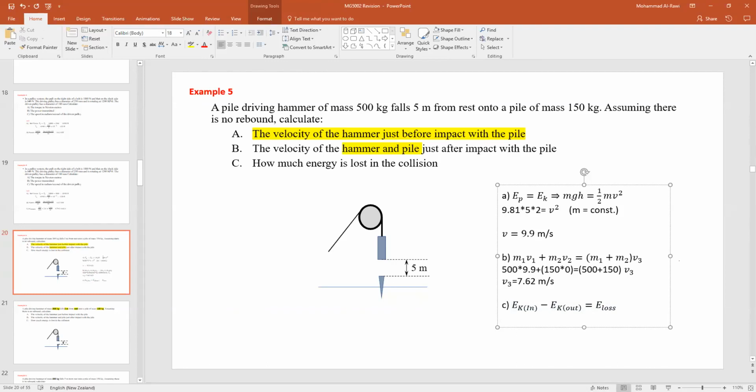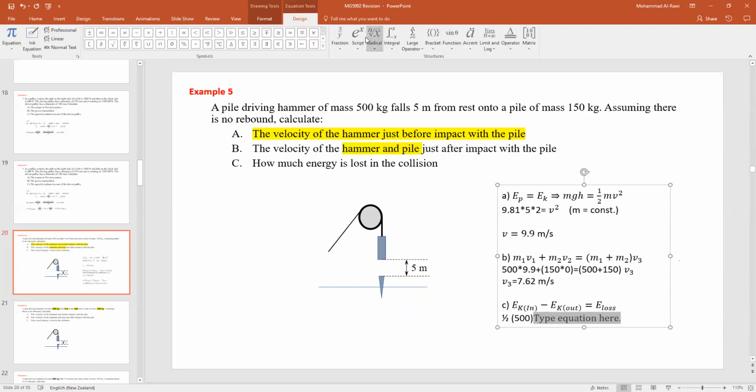So the in is the hammer, the kinetic energy for the hammer. So that will be 1 divided by 2, which is half. The mass is 500 kgs times, if we need to enter the velocity, which we found earlier, is 9.9 squared. That represents the kinetic energy into the system, minus what's the energy we lost?